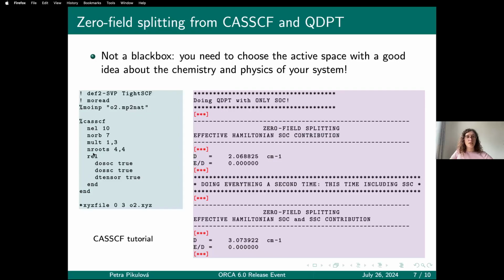state. Then in the rel block, I'm saying I want spin orbit and spin-spin coupling and the zero field splitting tensor. And in the output, I would like to say first the program does the QDPT calculation only including spin orbit coupling and gives you the property. And then it does the QDPT calculation again. And in that case includes both spin orbit and spin-spin coupling and gives you the property again. And again, you can see that the number changed quite a bit. So in this case, both of these terms are important.